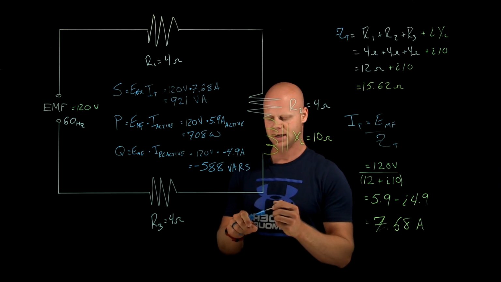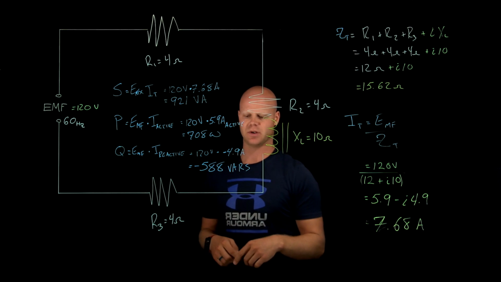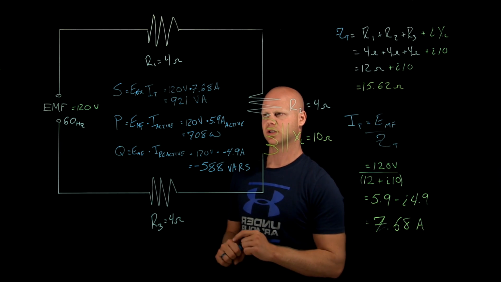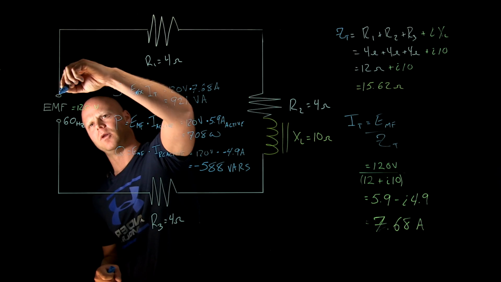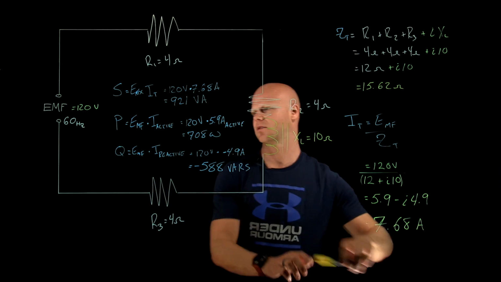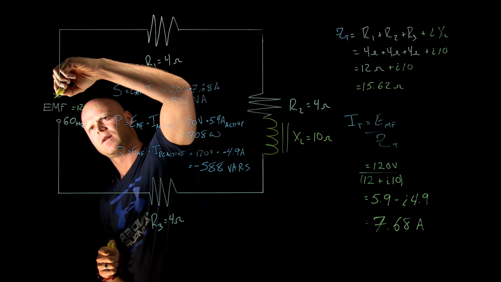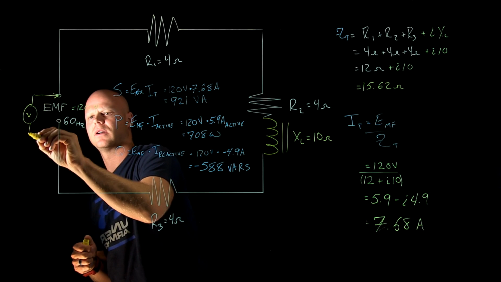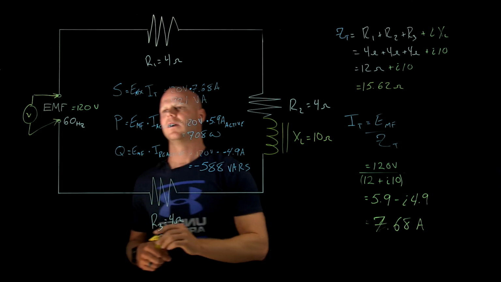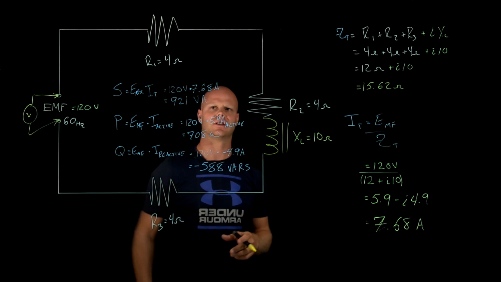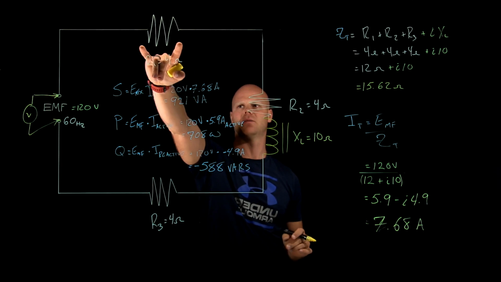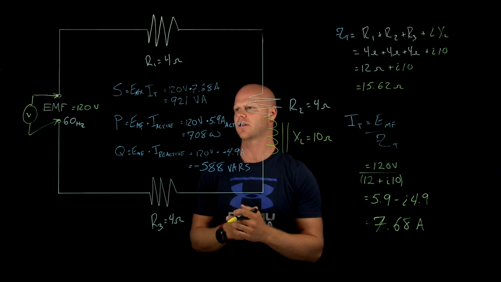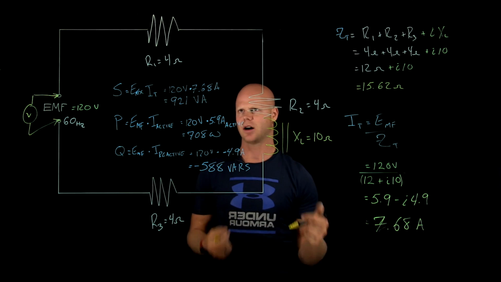We know that voltmeters, the common ones that we use, are calibrated to an RMS voltage. So if I were to hook up a voltmeter and try to measure, I would see 120 volts. If I were to measure across R1, across this coil, or across R3, I would see that RMS value.